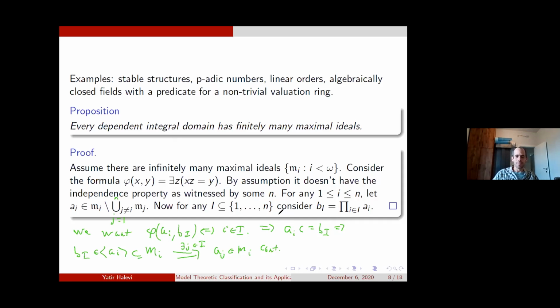Contradiction, okay, yeah. Sorry, not a contradiction. I didn't want to say contradiction.